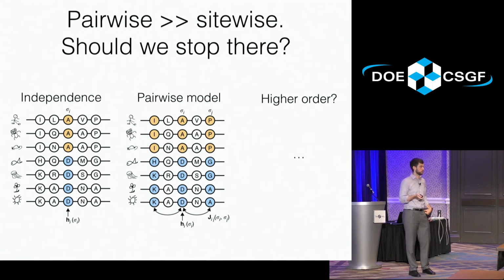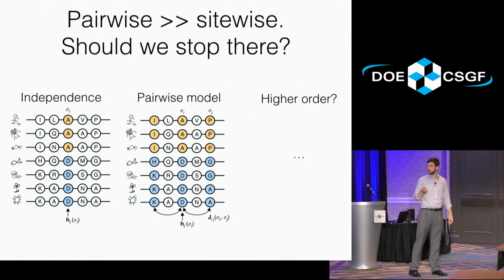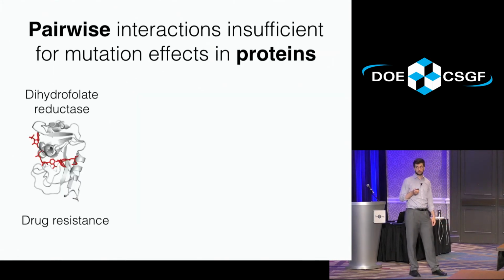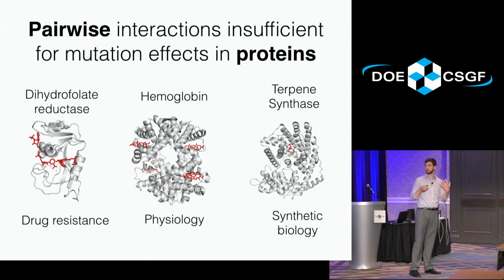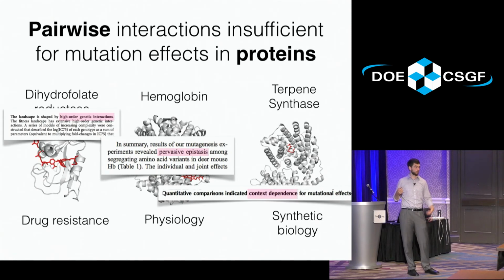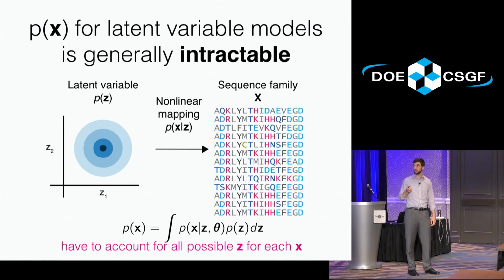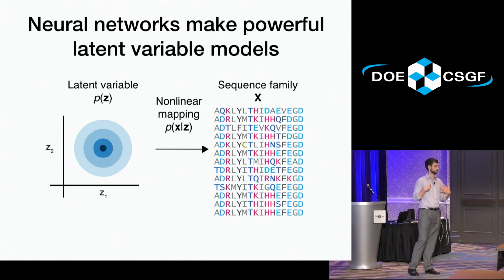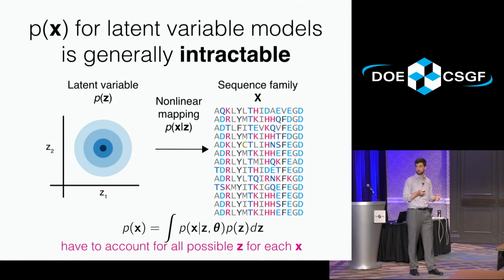If we have a site and pairwise model, why should we stop there? Why can't we go higher order? We know that this is really important in evolution. This is called epistasis in the field, and there are a lot of interdependencies between sets of positions. So we're able to use a variational autoencoder, or a neural network powered latent variable model. You have a latent variable, it goes through a nonlinear mapping, and it generates a distribution around a sequence. This is pretty intractable because you have to account for all possible latent variables, represented as Z, for each sequence.